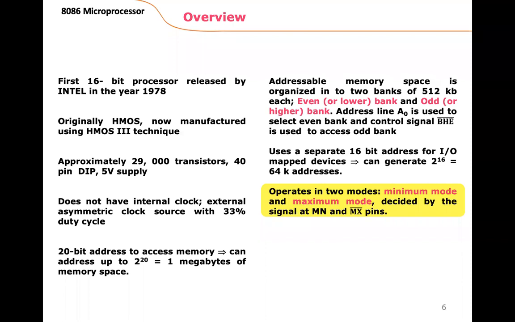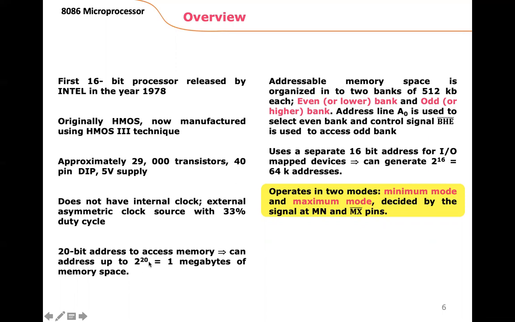The data bus is 16. Okay, data bus is 16. But this addressable memory, 1 megabyte, has two parts. This is the two banking. The memory is divided into two parts: the even bank and the odd bank. All odd number addresses are called odd bank, and even number addresses are called even bank. Clear? Yes, sir.